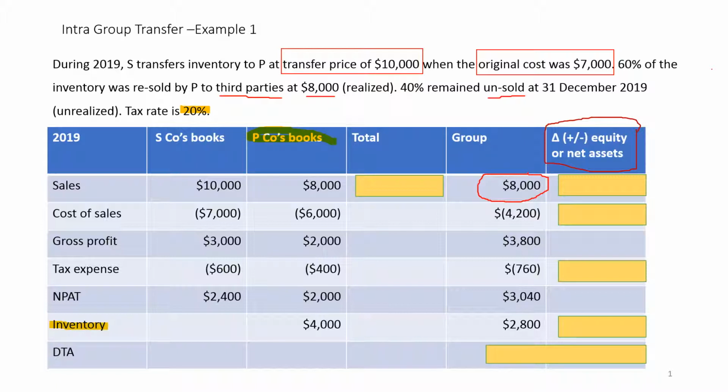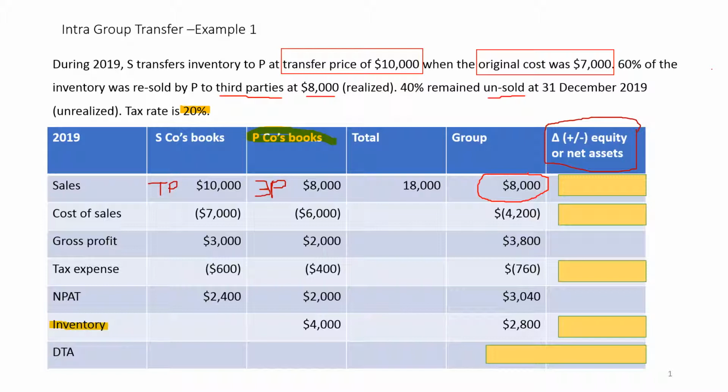ESCO transferred at 10K, so this is actually the transfer price here, 10K. And PICO's book is at 8K because that is their sale to third parties. Okay, so the total is 18K. However, as a group, we are only going to record the 8K. It's an opportunity for you to see how much we need to reduce it by, and I'll reveal the answer later.